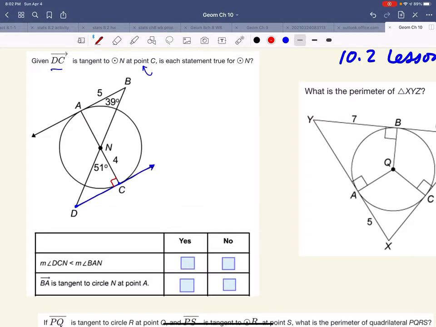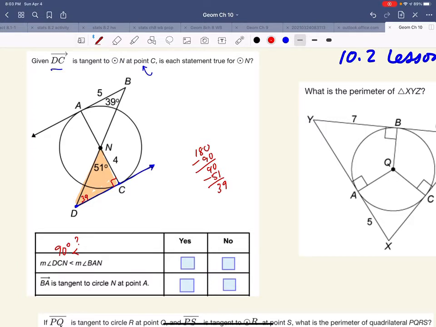So they're asking, is angle DCN, that's our 90 degree angle, less than the angle BAN? So let's find out what that angle is in order to compare. First, we look at this triangle, and all these angles have to add up to 180. So you have 180, take away the 90, so that's 90, and take away the 51, and we get 39. Okay, so this is 39 degrees, and it's a right triangle, right?